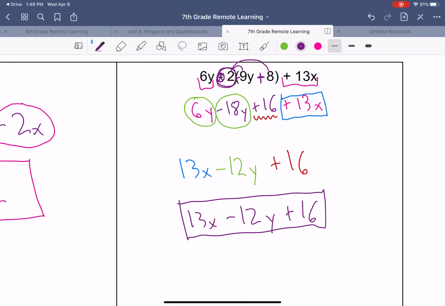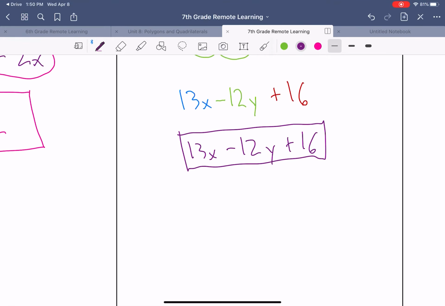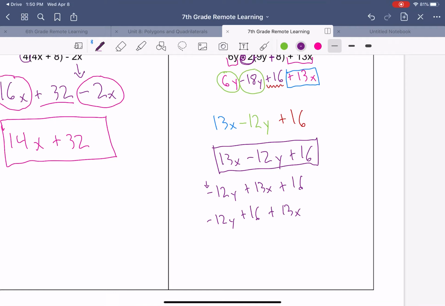If your order is a little bit different, that's okay. So maybe you have negative 12y plus 13x plus 16. That's also correct. Or you could have negative 12y plus 16 plus 13x. That's also correct. Maybe you have your 16 first. As long as all of your numbers are correct and there's a minus or a negative in front of the 12 and a plus or a positive in front of the other two, then you are correct. Your numbers have to match and the signs in front of them have to match. But other than that, your answer is correct.